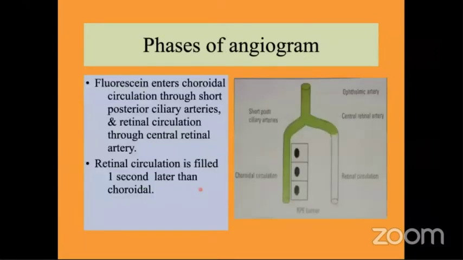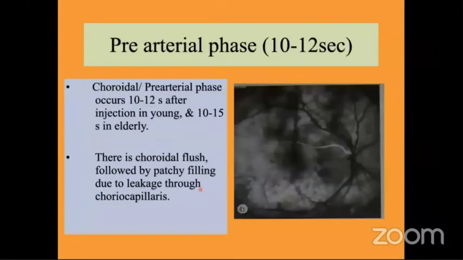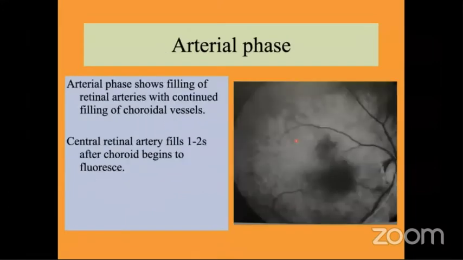Coming to the phases of the angiogram. There is a pre-arterial phase or choroidal phase, which occurs at 10 to 12 seconds after the injection of the dye. You can see here there is hyperfluorescence in the choroid. However, the retinal vessels are not filled. But there is one vessel which is filled here. This is the cilioretinal artery, present in around 20% of normal individuals. It is filled before the retinal vessels because it is supplied by the choroidal vasculature.